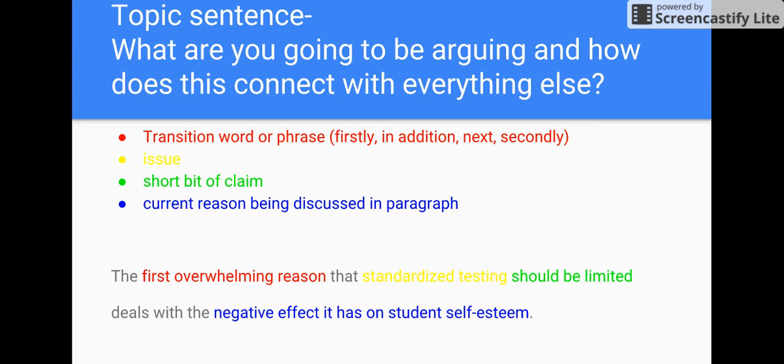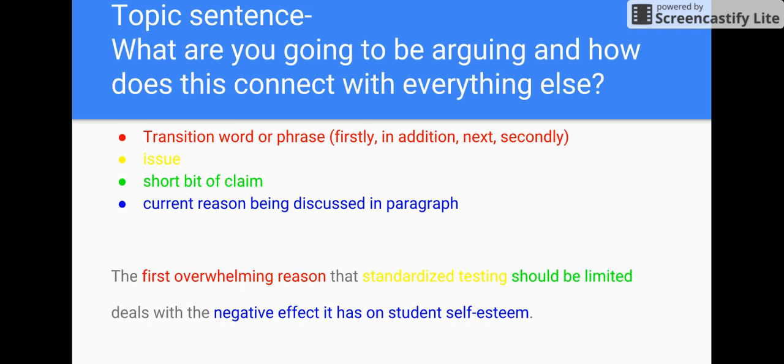So, your topic sentence. The point of the topic sentence is to explain to your reader what you're going to be arguing and how it connects with everything else that you are writing in your essay. So the first part is the transition word or phrase. So like firstly, or in addition, or next, or secondly. If you're confused about transition words or phrases, you can just literally Google transition word or phrase, and tons of stuff will pop up.